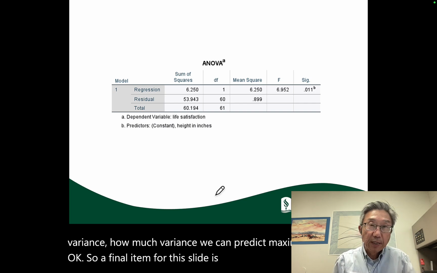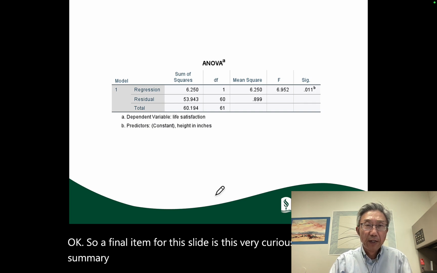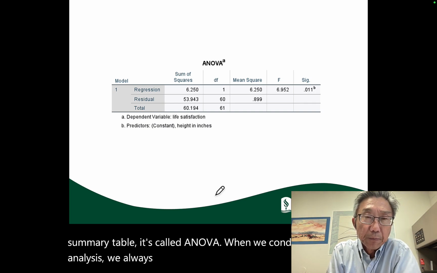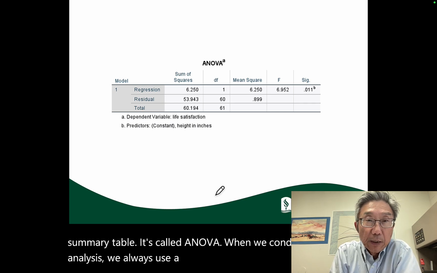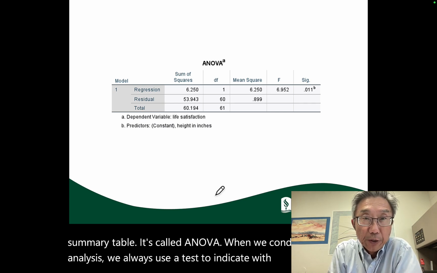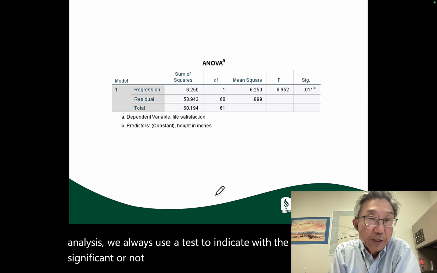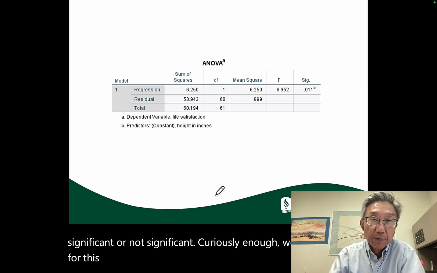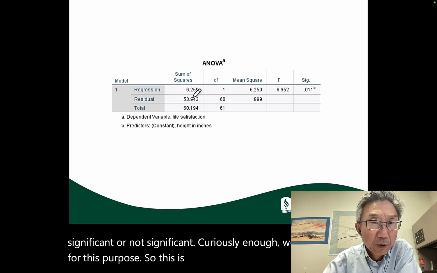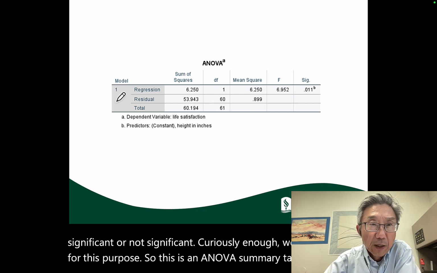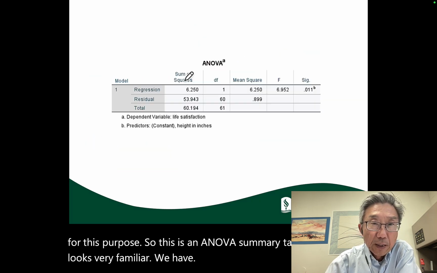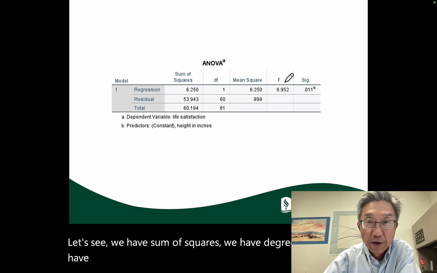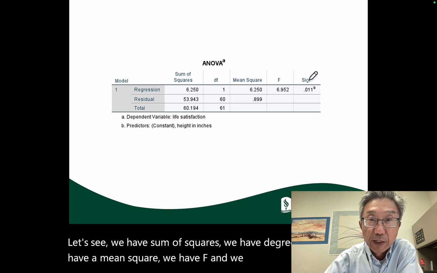Okay, so a final item for this slide is this, very curiously, a summary table. It's called ANOVA. When we conduct a regression analysis, we always use a test to indicate whether the regression is significant or not significant. Curiously enough, we use the ANOVA for this purpose. So this is an ANOVA summary table. Everything looks very familiar. We have sum of squares, we have degree of freedom, we have a mean square, we have F, and we have level of significance.